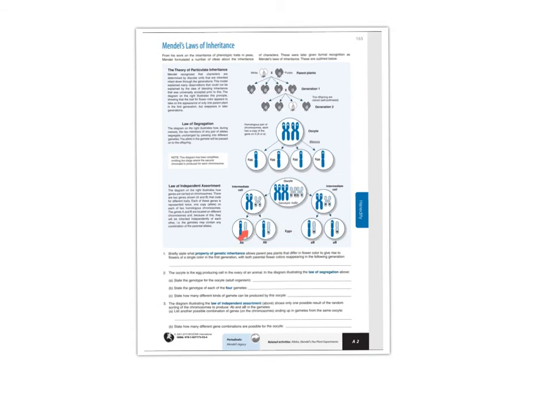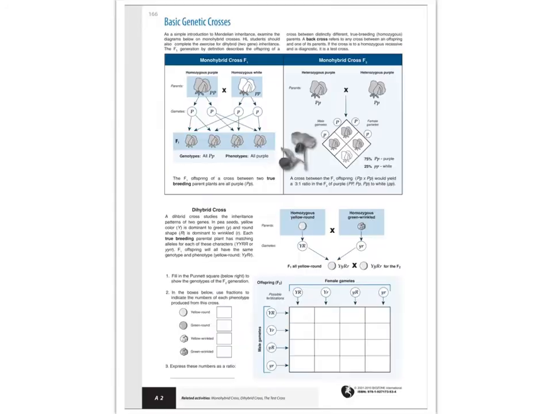This possible combination of alleles is possible because the genes are not linked. That's number one, and they sort out into the gametes independent of each other.